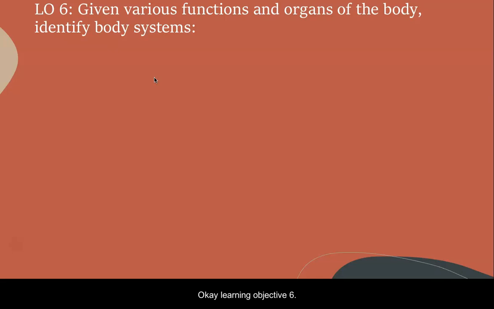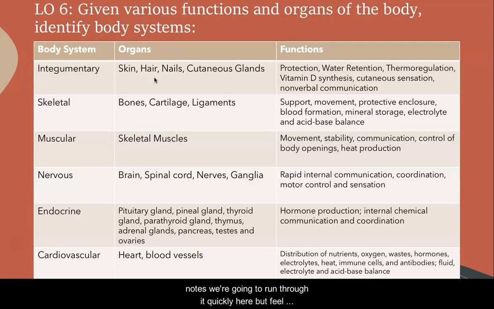Okay, learning objective 6. Given various functions and organs of the body, identify the body systems. And I'll just tell you right now, this is a lot of notes. We're going to run through it quickly here, but feel free to pause at any point, obviously.